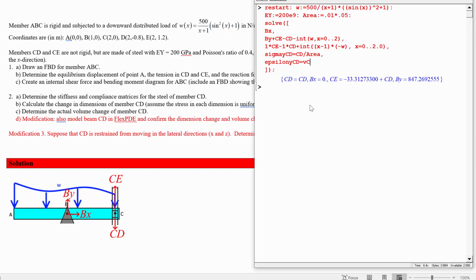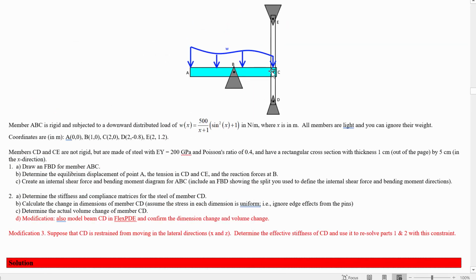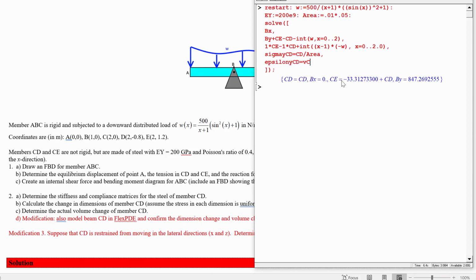What else? So that's the displacement, and that's like the change in length, right? Because the other end of it is fixed, point D doesn't move, then the change in length is just how much point C moves up. And to get the strain, we just divide that by the original length of this, which is 0.8. Okay, so we've got VC over 0.8, and that's our strain.